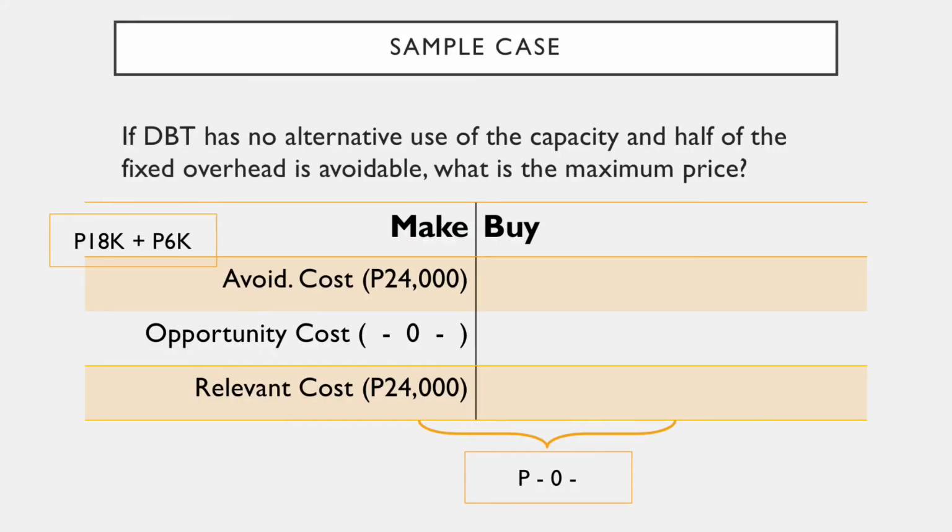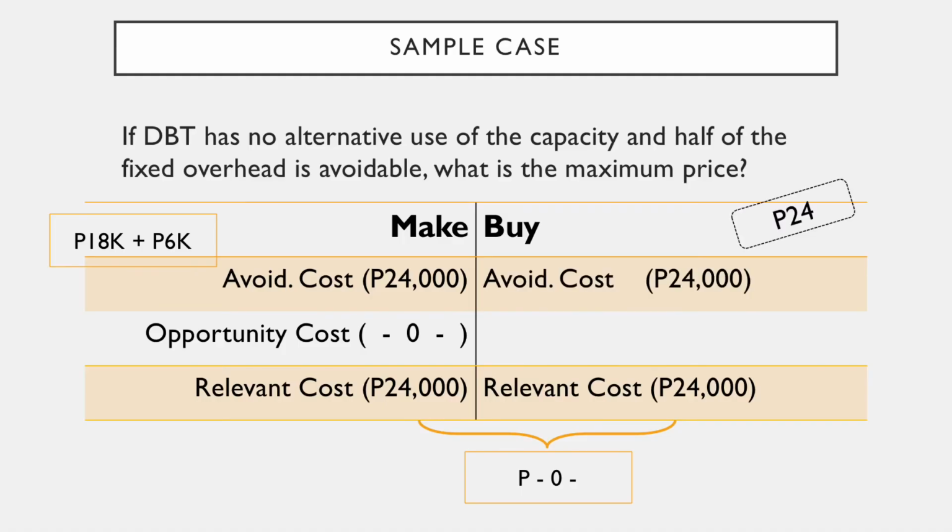In setting the maximum price, we do not want our buy option to have a higher relevant cost. At most, we would want it to be 24,000 pesos. Zero difference. The relevant cost of buying should also be 24,000 pesos at most. So the avoidable cost of buying should be 24,000 pesos. Considering there are 1,000 units, the maximum price is 24 pesos. This is how we do the analysis for a make or buy option.